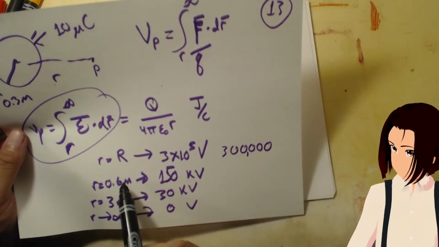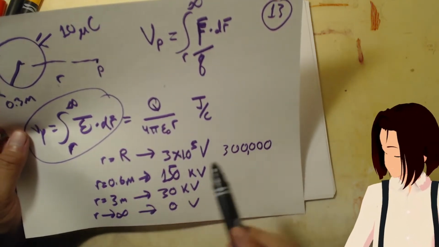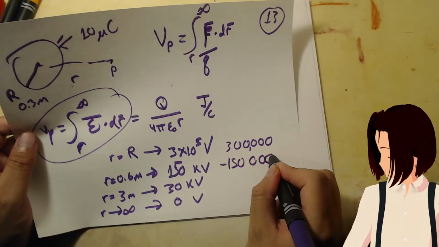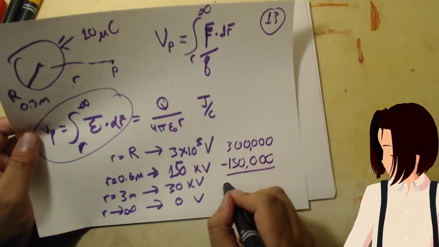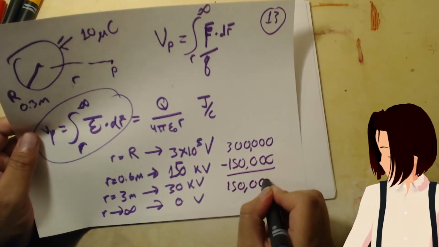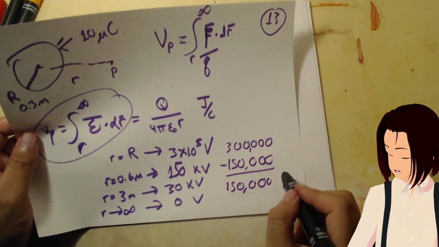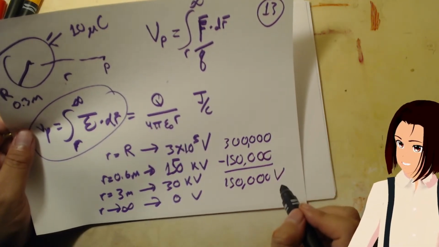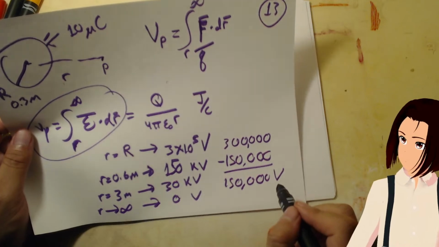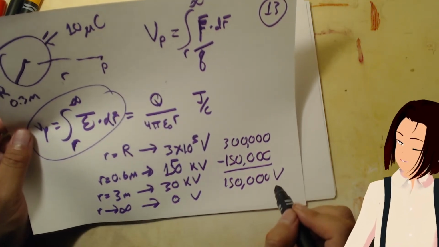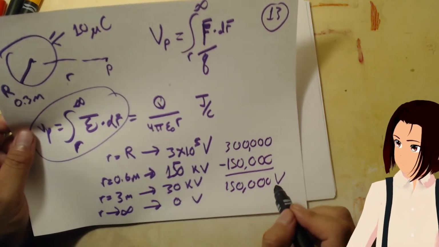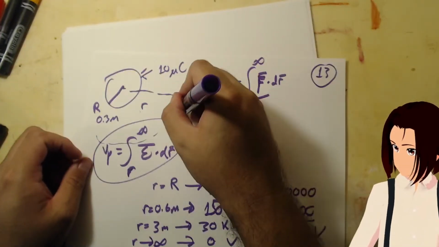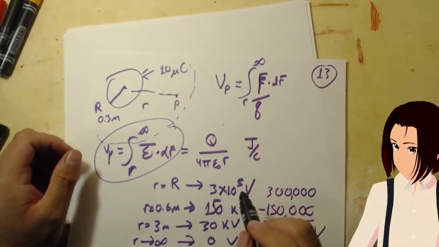Well, that would be minus 150, 150. So the potential difference would be 150,000 volts. But think about that. That's like a bigger circle around this.